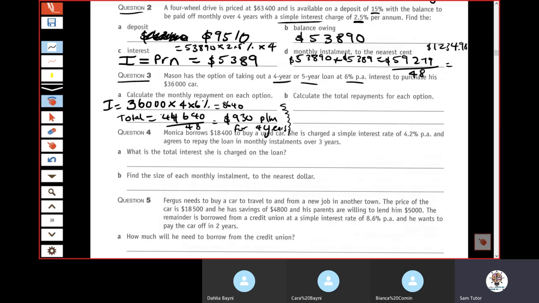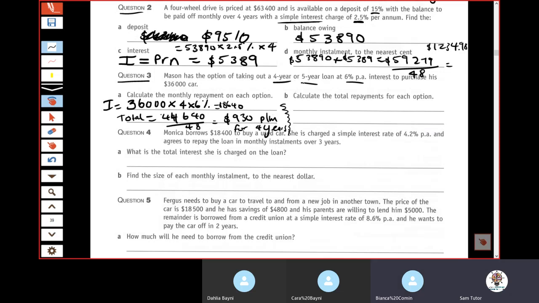36,000, 4 years, 6%. That gives me my interest. The total I've got to pay back is 8,600 plus 36,000. Divided by 48 months in 4 years, I worked that out to be $930. Makes sense? That everything I've just done there.